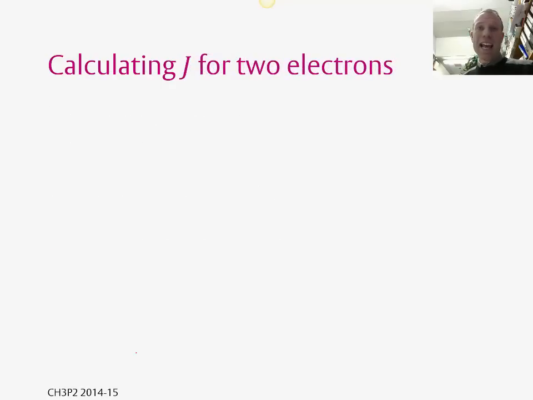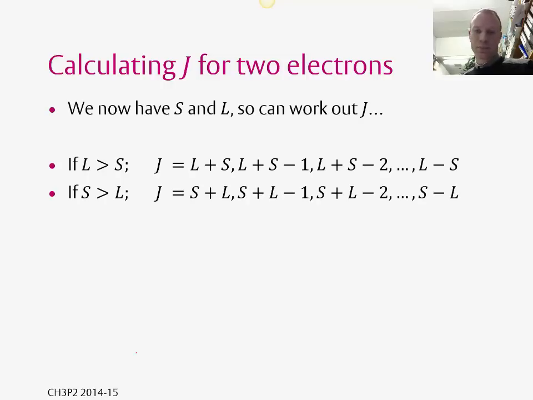Now we've got our capital L and capital S, so we need to couple those together, and surprise surprise, we do this in exactly the same way. So if L is greater than S, then J can take values between the sum and the difference of these numbers. If S is greater than L, you just do it the other way around, and you get numbers between S plus L and S minus L. All this does is avoid us getting negative numbers, because these numbers are always going to be greater than or equal to 0. They can't be negative.